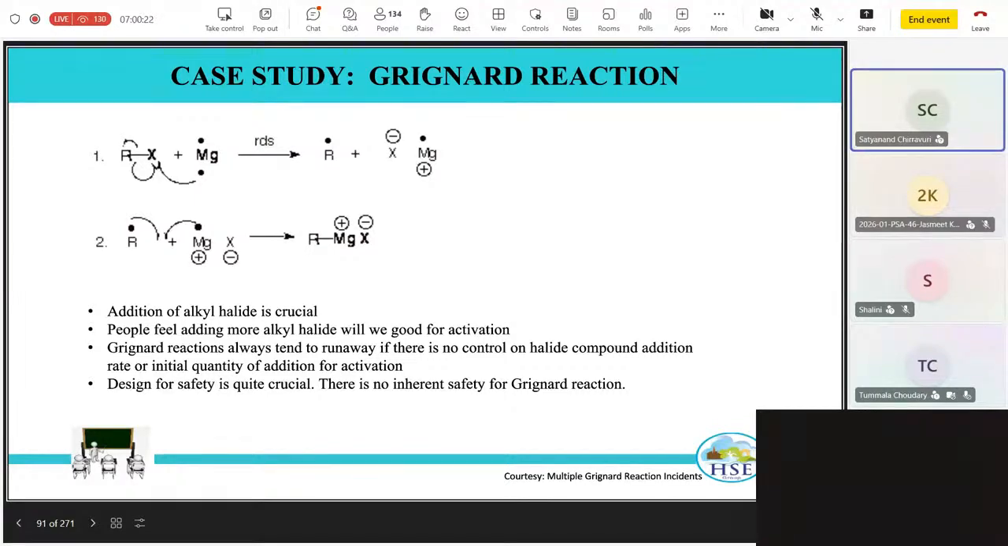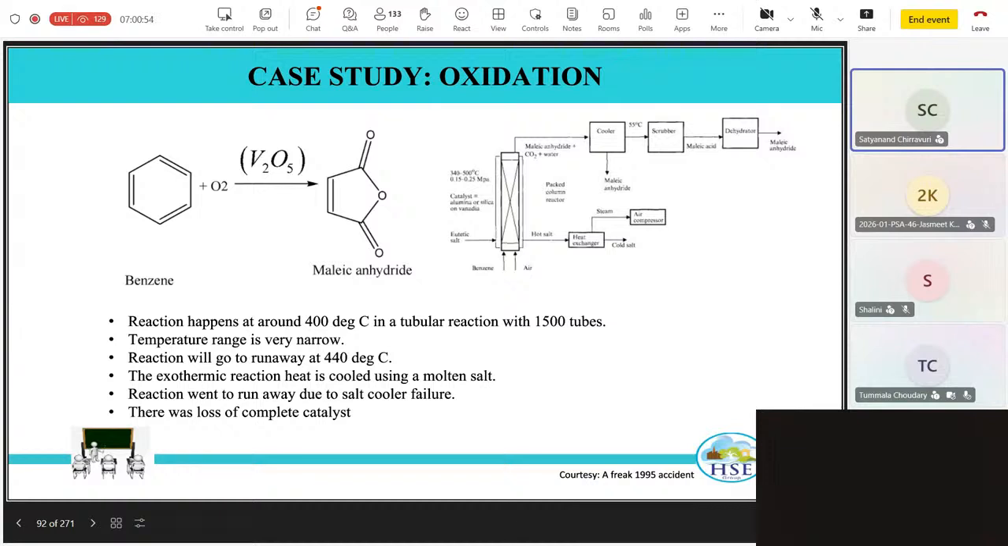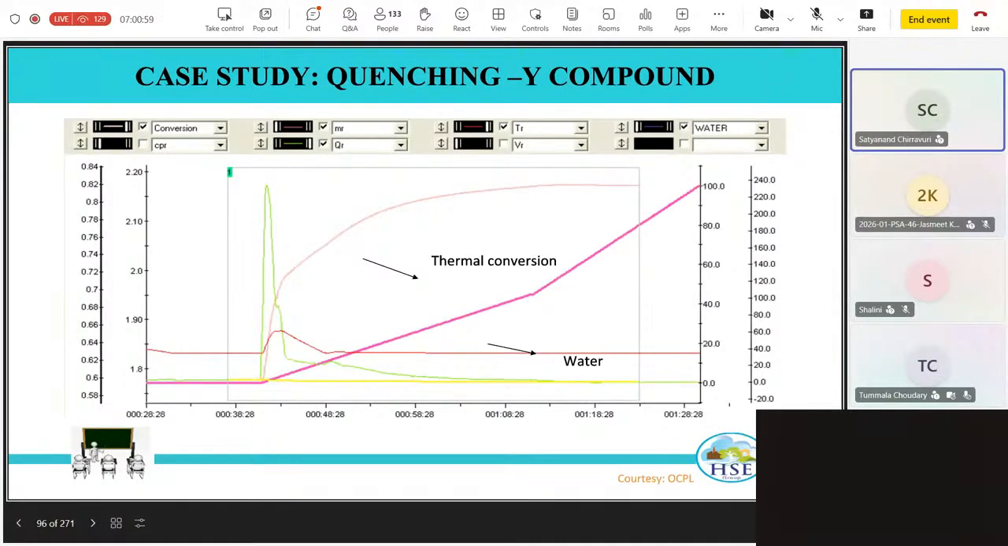it becomes dangerous. As of now, people are figuring out ways. There are ways wherein people have used intensified systems to make the process intrinsically or inherently safer. But the Grignard reaction has its own dangers. It is one of the most dangerous reactions to be managed. I am telling you, people should not play or risk managing these Grignard reactions.